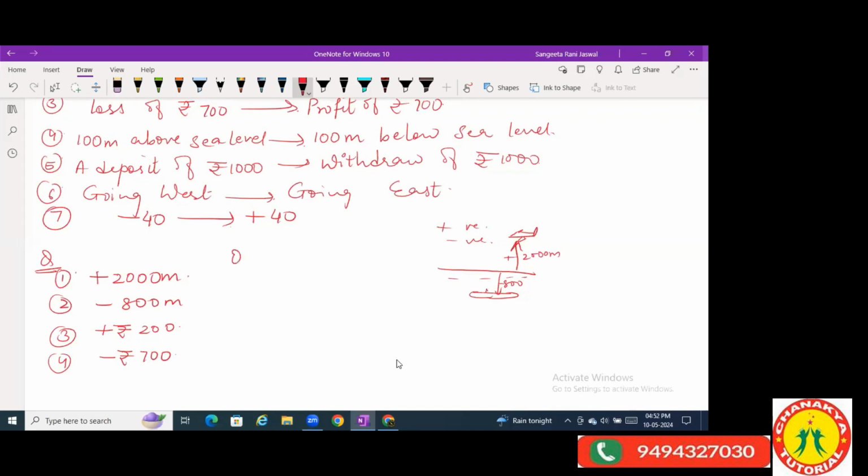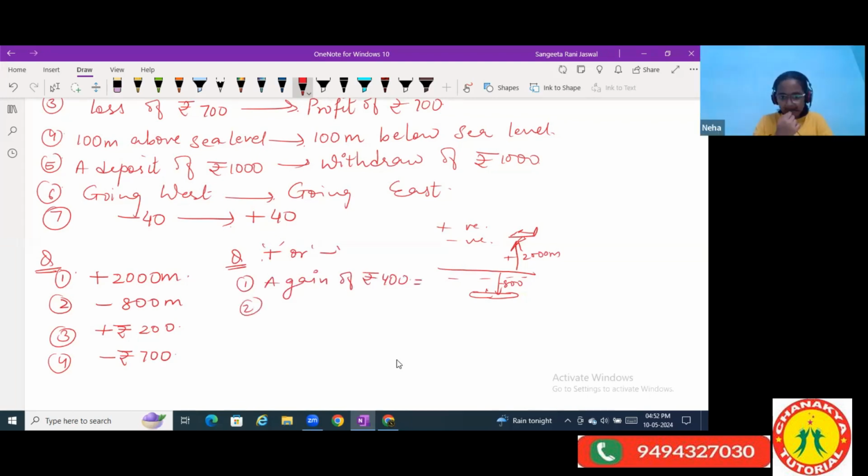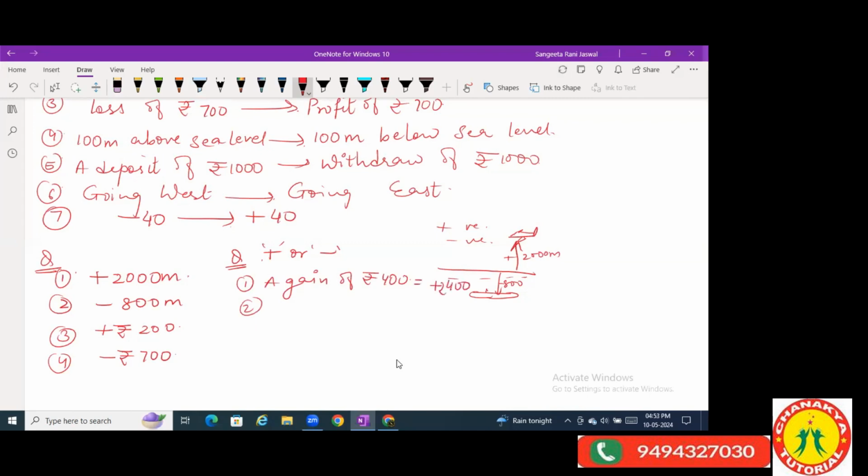Let's take some more examples on this. Now you again tell me with plus or minus sign. What will you write here? Positive or negative sign? Now first one is a gain of rupees 400. Neha, what will I write? Ma'am, plus rupees 400.